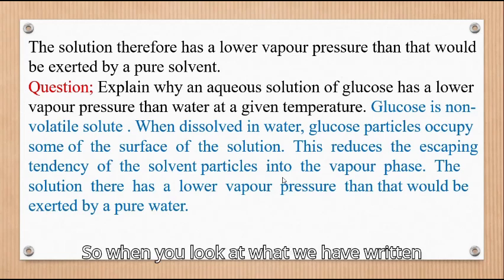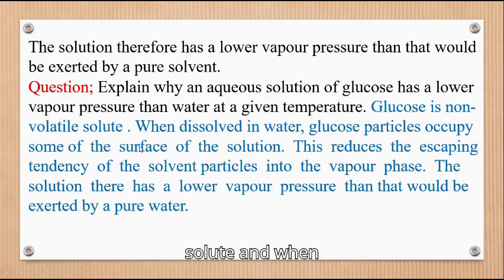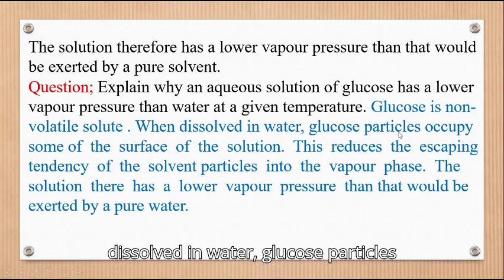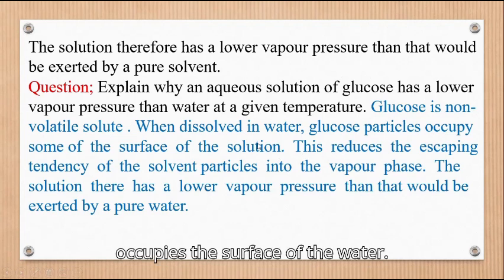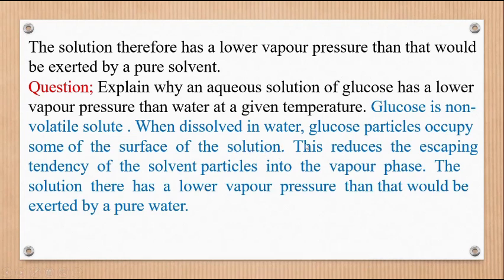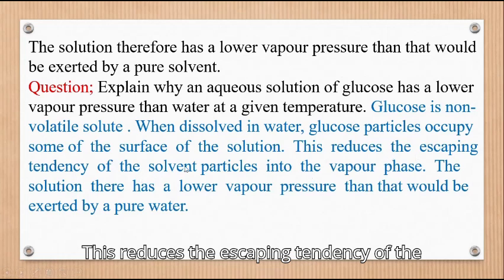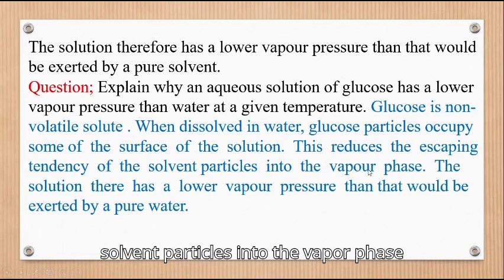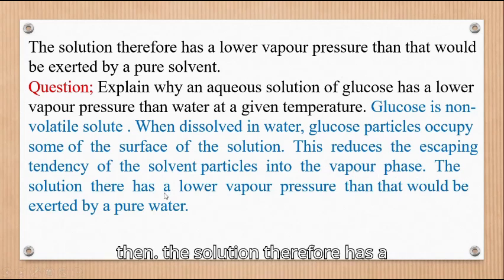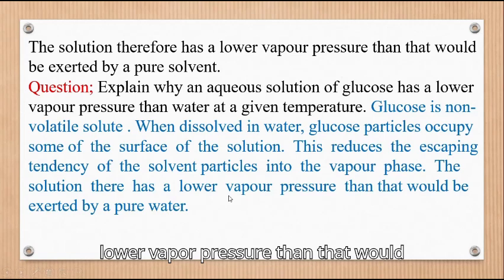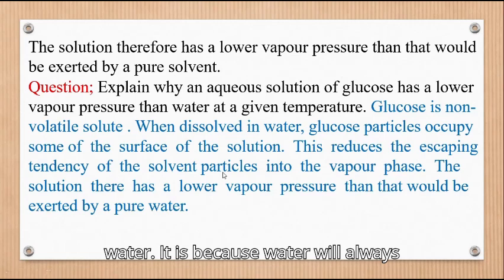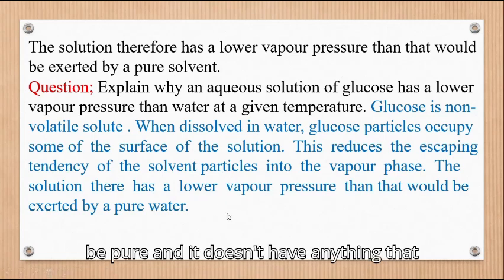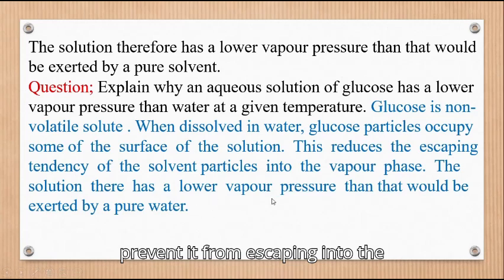So when you look at what we have written here, we've said glucose is a non-volatile solute, and when dissolved in water, glucose particles occupy some of the surface of the solution, meaning that it occupies the surface of the water. This reduces the escaping tendency of the solvent particles into the vapor phase. The solution therefore has a lower vapor pressure than that exerted by pure water. It is because pure water doesn't have anything that prevents it from escaping into the vapor phase.